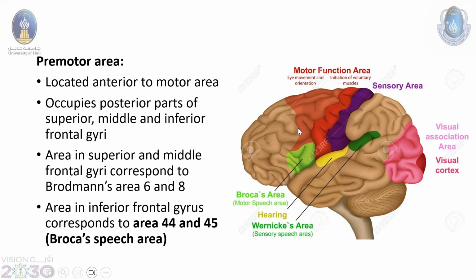So this whole area will be called the premotor area, and this whole area, including the primary motor area, will be called the motor functional area. It includes the primary motor area as well as the premotor area, including the Broca's area of speech. So this Broca's area is the motor area of speech.